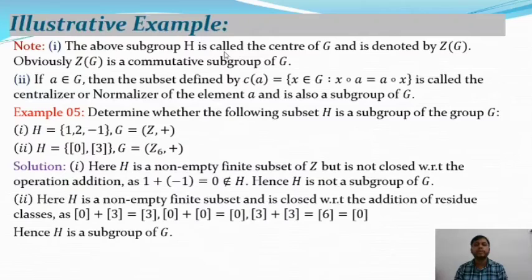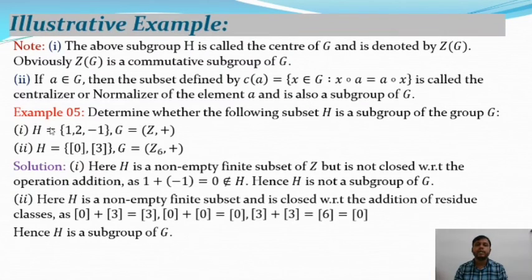Okay, so this is actually the definition of the center of G, and it is denoted by Z(G). And obviously Z(G) is a commutative subgroup of G. And if a belongs to G, then the subset defined by C(a) equals {x belongs to G such that xa, that means x composition a, is equal to a composition x}, and is called the centralizer or the normalizer of the element a, and it is also a subgroup of G.